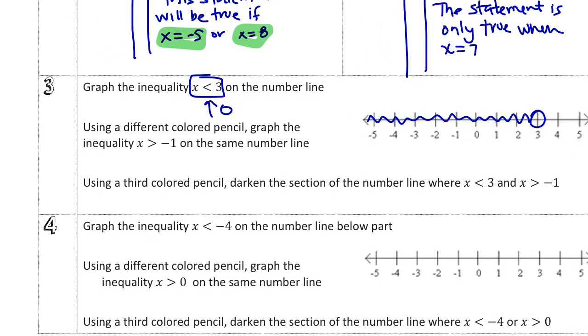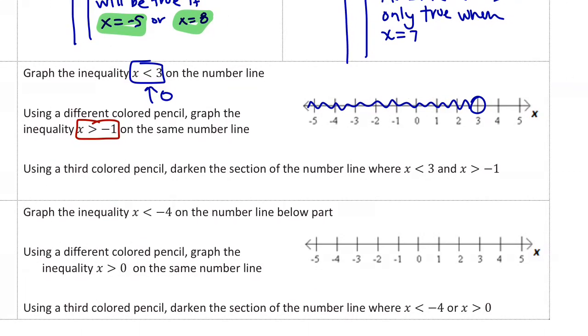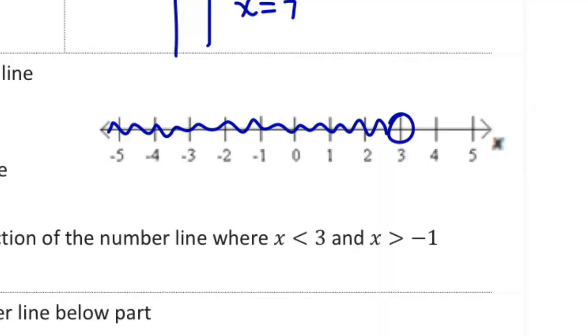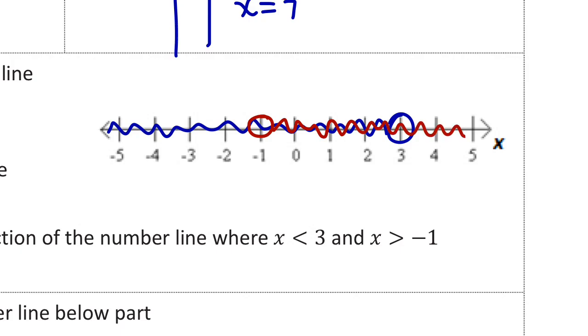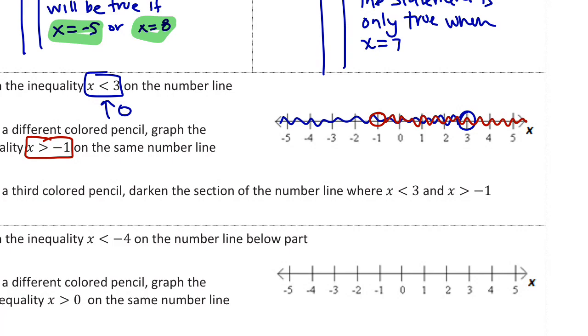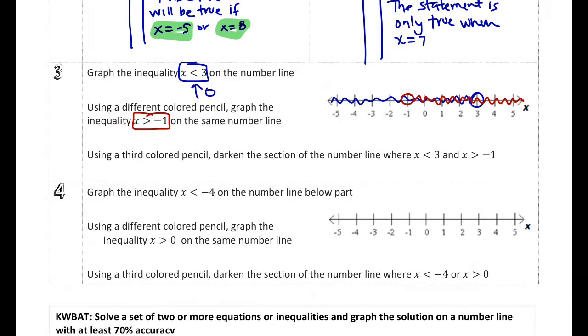It says using a different colored pencil, or if you have a highlighter, you can use a highlighter, you want to graph the inequality x is greater than -1 on the same number line. So I'm going to go where x is -1, open circle, and I'm going to shade in all the numbers that are greater, which is going to the right. Remember, it's great to be right.